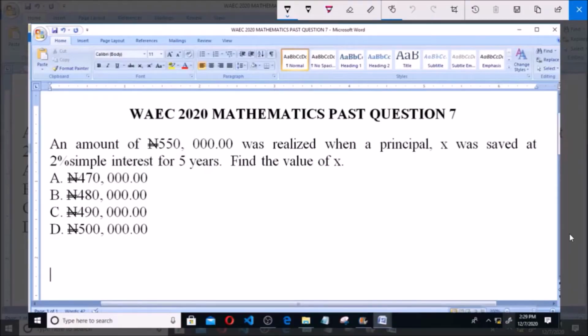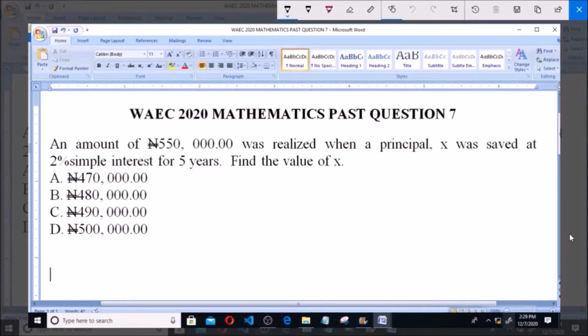I'll be answering JAMB WAEC 2020 Mathematics Past Question 7. An amount of 550,000 naira was realized when a principal X was saved at 2% simple interest for 5 years. Find the value of X.